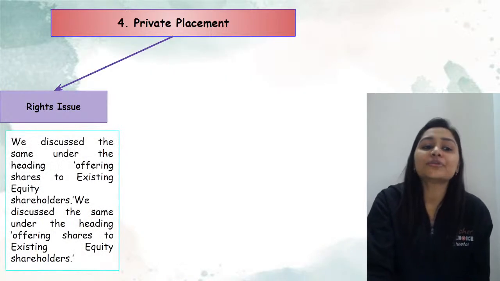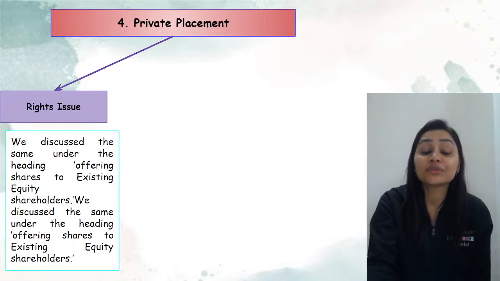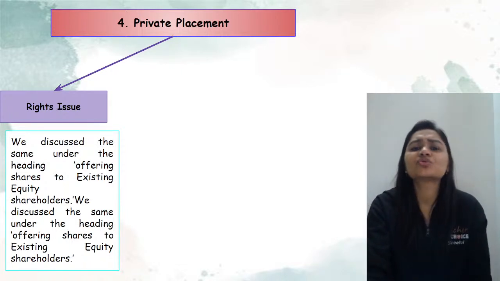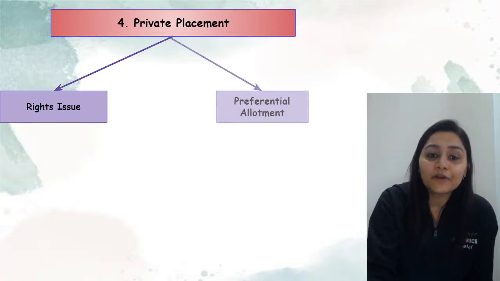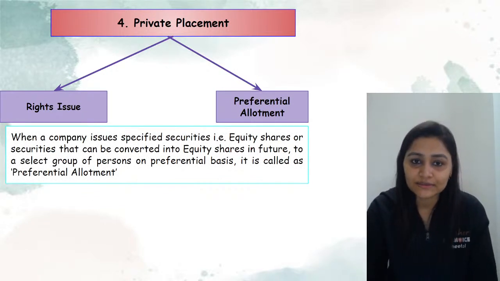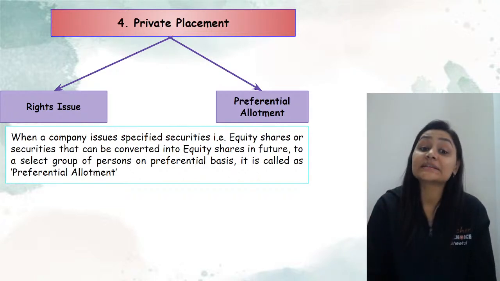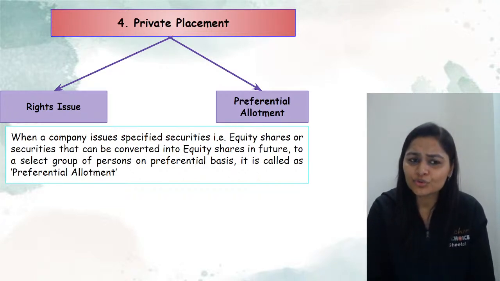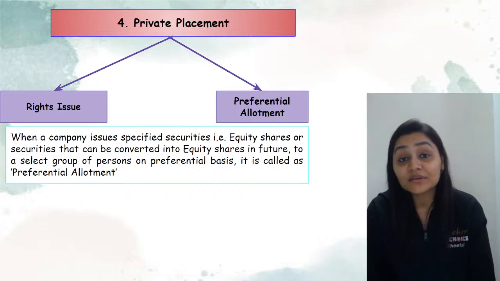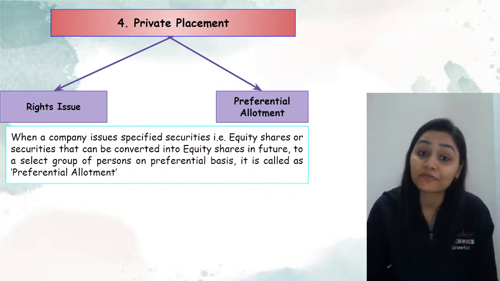Further, there are two things that you need to understand. One, the right issue. We discussed the same when we were talking about offering to the existing equity shareholders. Now, the point is that private placement may be right issue is going to remain the same. Furthermore, we are talking about preferential allotment, जहाँ पर the company issues specified securities. That is, equity shares or the securities that can be converted into equity shares in the future. I reread for you all. Issuing of specified securities, that is, of course, equity shares or securities that can be converted into equity shares in the future, to the select group of persons on preferential basis, that is preferential allotment.